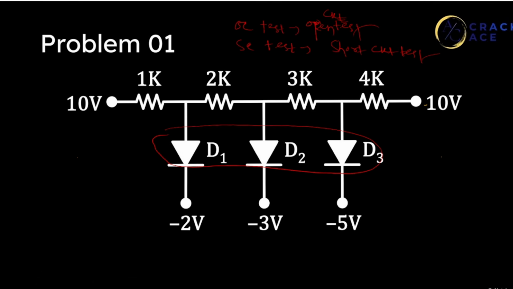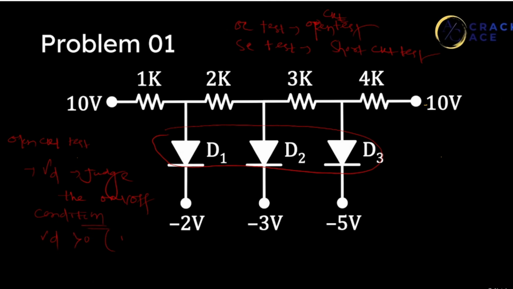So when we perform the open circuit test, we always take the voltage across the diode to judge the on or off condition. If VD is greater than 0 for an ideal diode, then we can say the diode is on. Similarly, if VD is less than 0, then the diode is off.